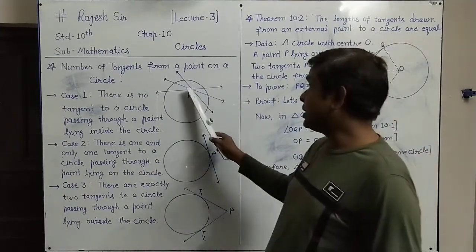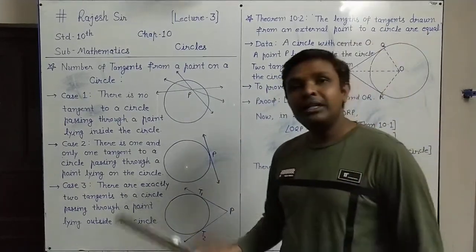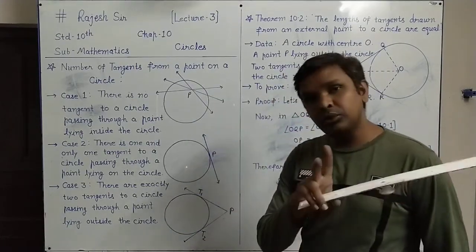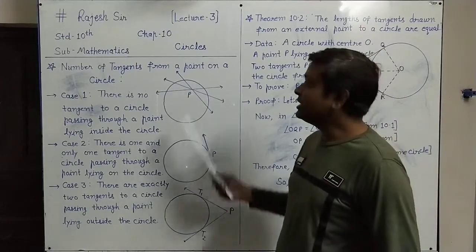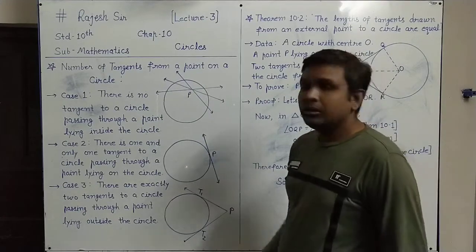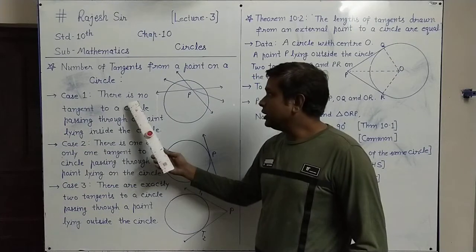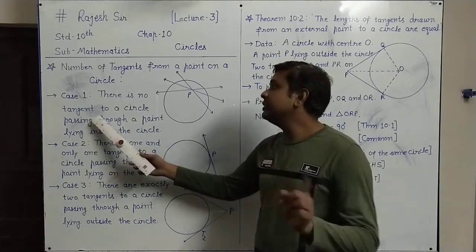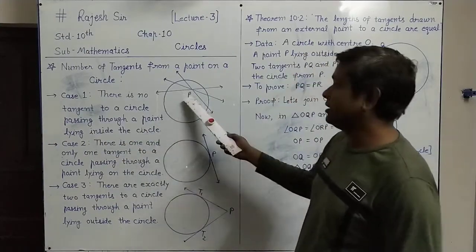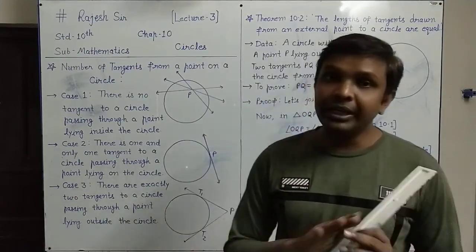So every line which is passing through the point P, which is inside the circle, is not passing through only one point of the circle. They are intersecting the circle at two distinct points. So no tangent will be there. We will not find any tangent from a point inside the circle. Therefore the conclusion of case 1 is there is no tangent to a circle passing through a point lying inside the circle. If the point is inside the circle, we will get no tangent.